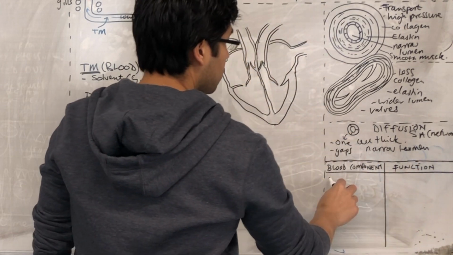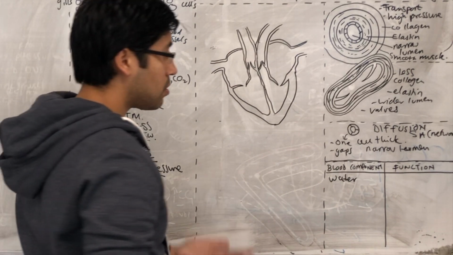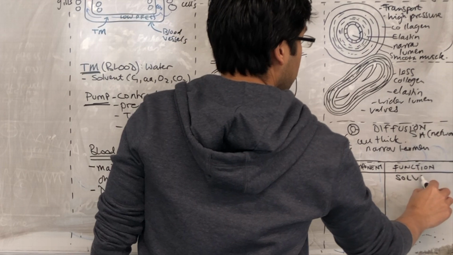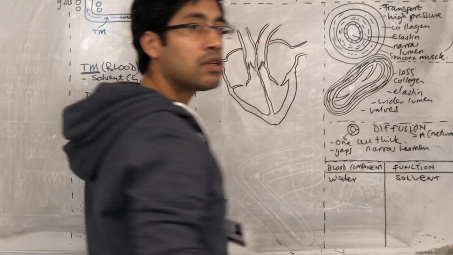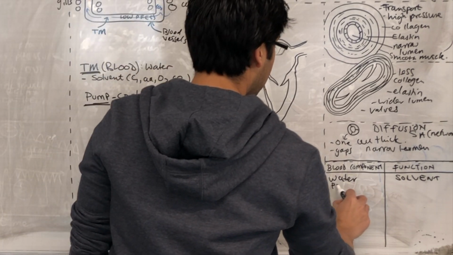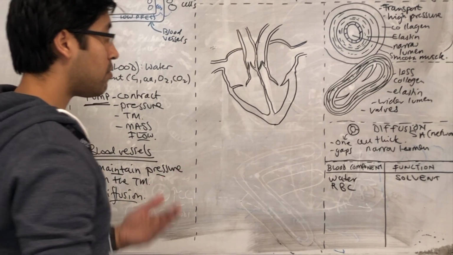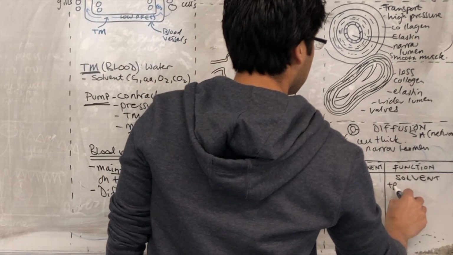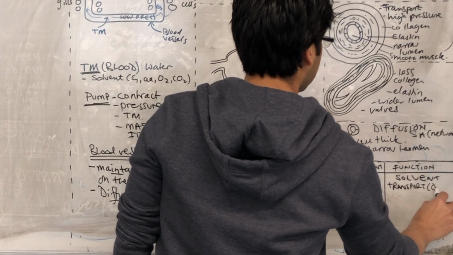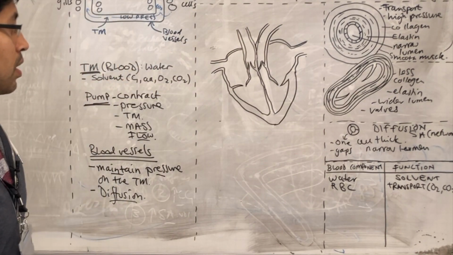So what is in the blood? Key things: water. All right, what's its job? Water, plasma. Its job is to be a good solvent. Okay, next, big player, red blood cells or erythrocytes. Function: transport oxygen and CO2, which we'll get to in a bit.